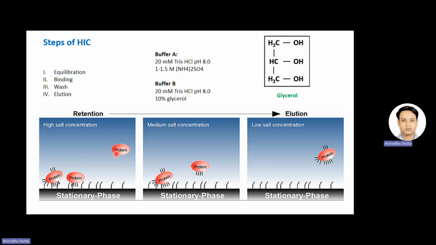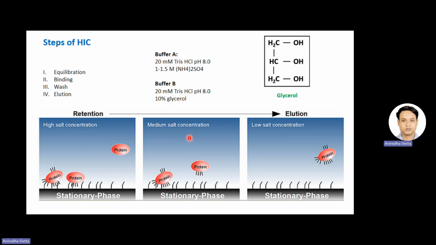So in the binding stage, even if there is a high concentration of salt, if the protein doesn't have enough hydrophobic patches, it will not bind. It will flow through in the binding stage. The rest of the proteins, based on the amount of surface hydrophobicity they have, will bind to the matrix with different strength. Then you start eluting the protein with a gradient of salt and glycerol.